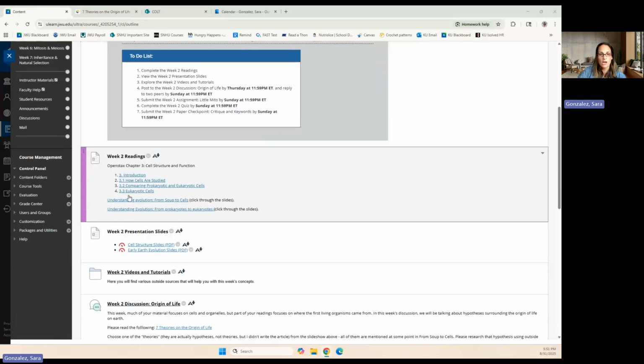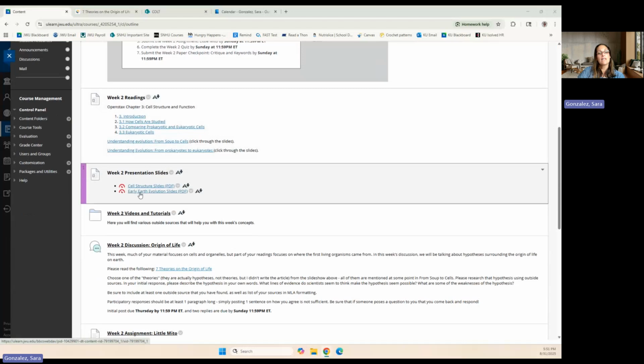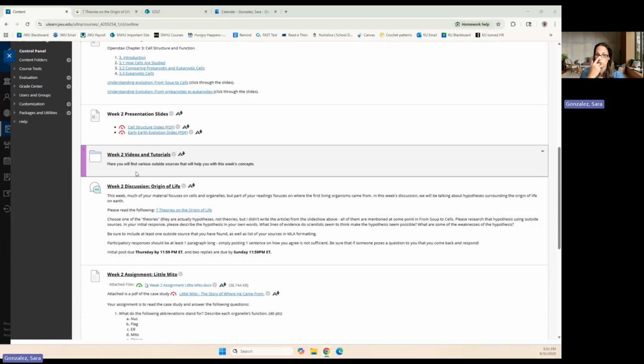The readings for this week, you can concentrate on chapter 3. So take a look at 3.1 through 3.3, looking at comparing and contrasting prokaryotic versus eukaryotic cells, looking at how cells are studied, and also a few slides here looking at understanding evolution from soup to cells and also from prokaryotes to eukaryotes. There's some PowerPoints to help in your review as well, so take a look at those, cell structure and evolution, and also some videos and tutorials in addition to what I'll be sending you this week.